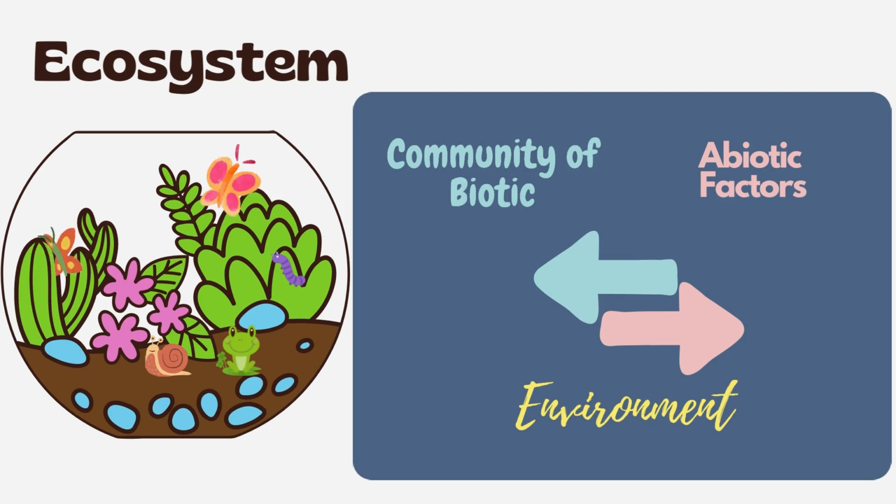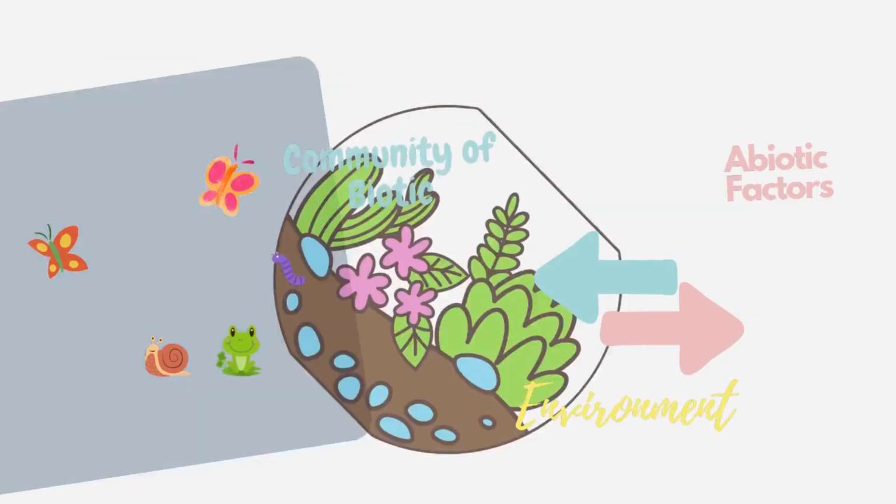An ecosystem can be as small as a terrarium or as big as a lake. Here, each butterfly is an individual. The number of butterflies here is called a population. Each organism in their own habitat, or their home, together is called a community. When this community interacts with the air, soil, and water, etc., it is called an ecosystem.